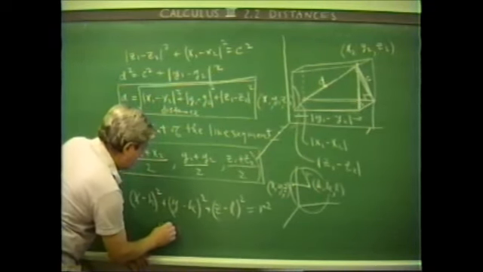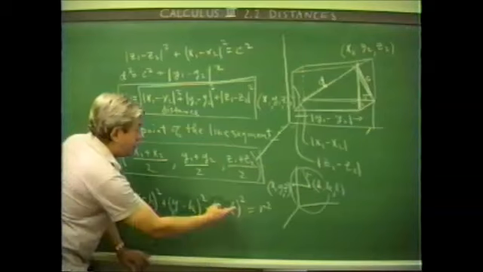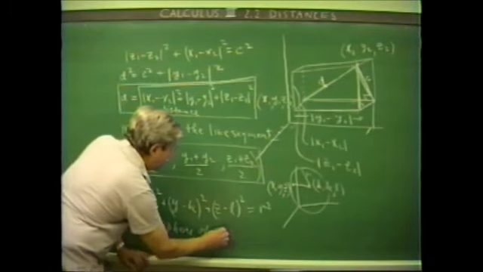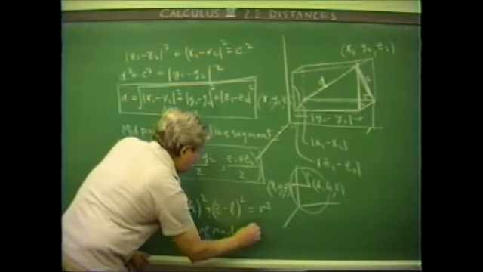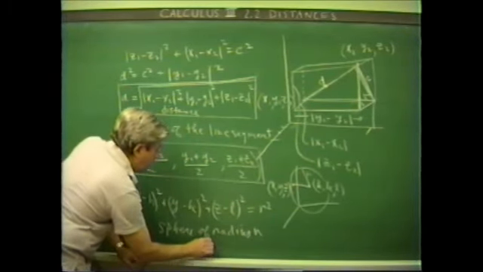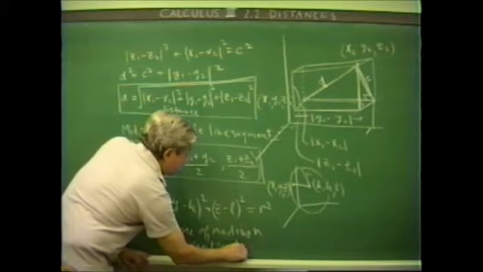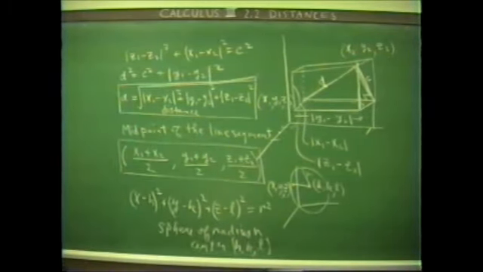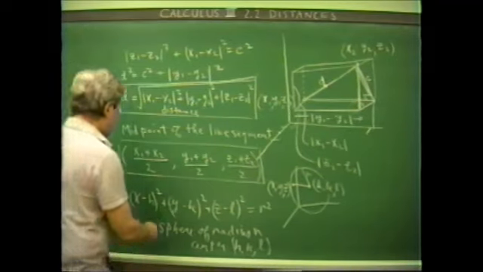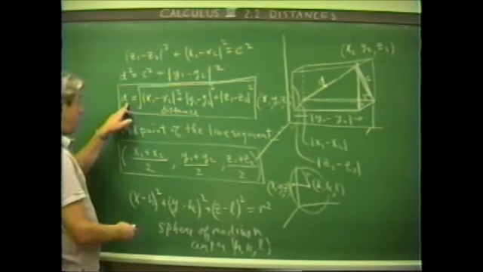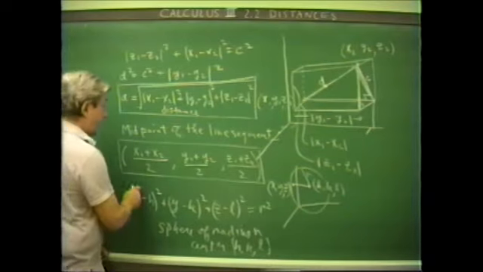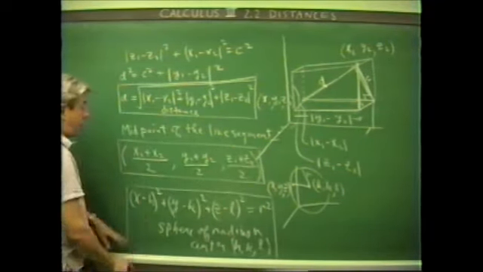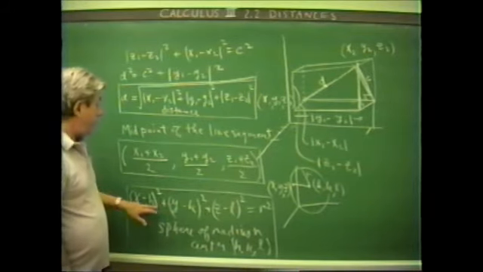This is a description, in terms of an equation, of the sphere of radius r with center at h, k, l. Okay, so we have got then three things here: the distance formula, the midpoint formula, and the equation of the sphere of radius r centered at the point h, k, l.